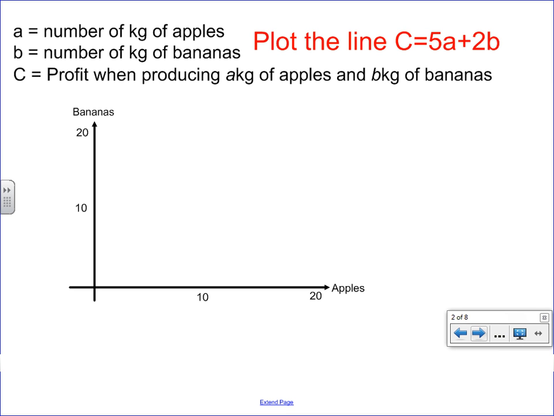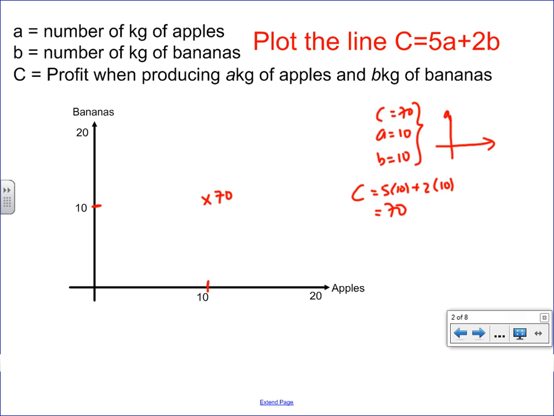So we want to think about how you would plot that as a line. And the thing is, it doesn't really make sense. For example, if we have A is 10, B is 10, then C is 5 lots of 10 add 2 lots of 10, which is 70. So how do we plot that? We can't really connect the information about A being 10, B being 10 and C being 70, because that's 3 pieces of information and we've only actually got 2 dimensions on our graph.